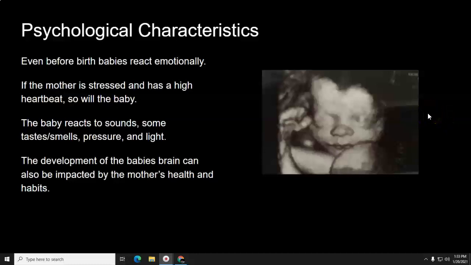And there's a sonogram picture of a baby inside. See, the eyes aren't open, but you can see there's the little nose and lips and ears and little hand.